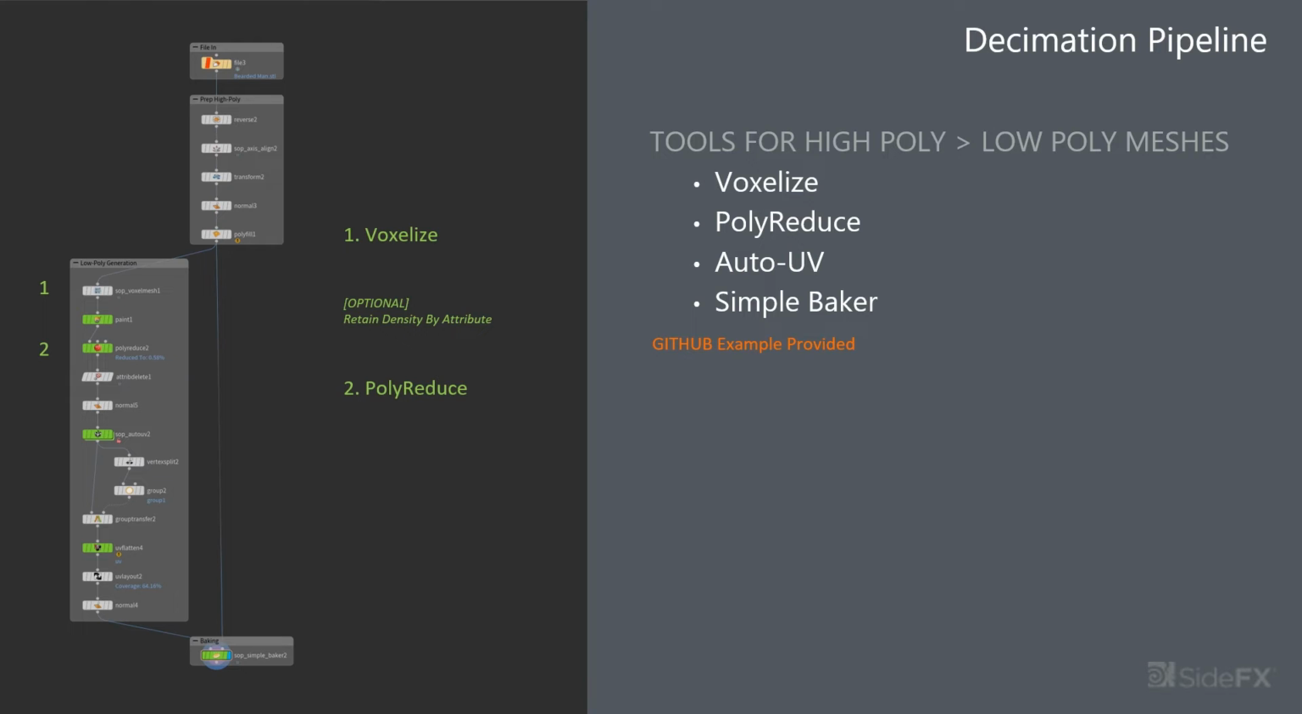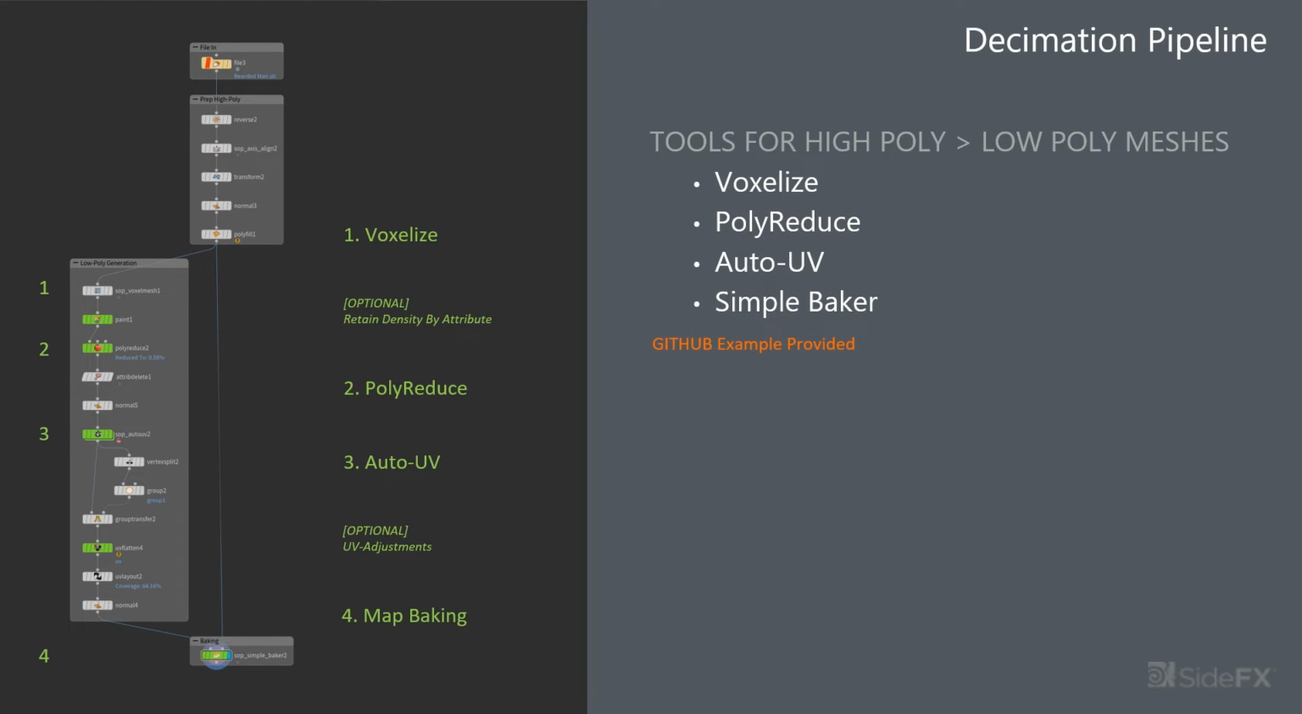We then plug it into our polyreduce node, which is going to reduce our poly count to the goal or the target we've set for ourselves. Once that's done, it automatically flows through to the Auto UV tool, giving us some nice UVs. Once that's done, optionally, we can tweak or make some adjustments to our UVs, and then we automatically plug it into our simple baker, doing the map baking for us.